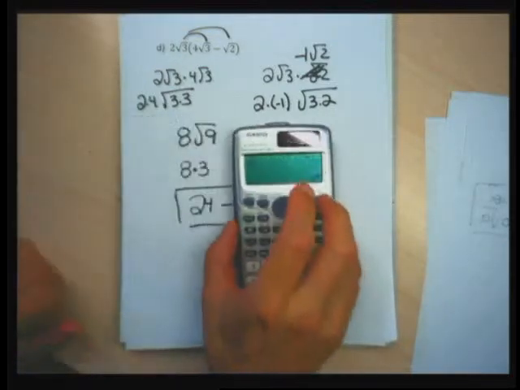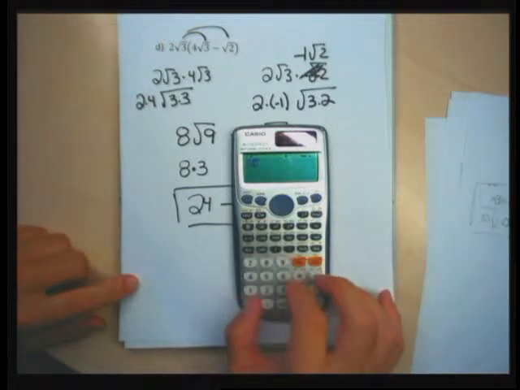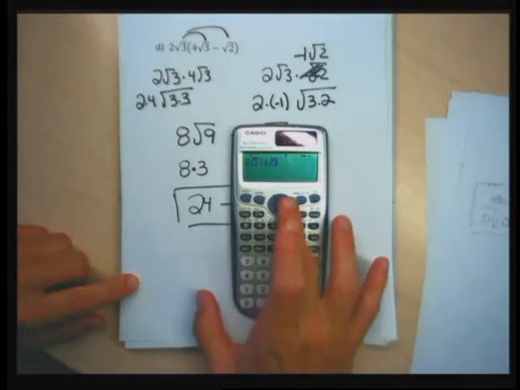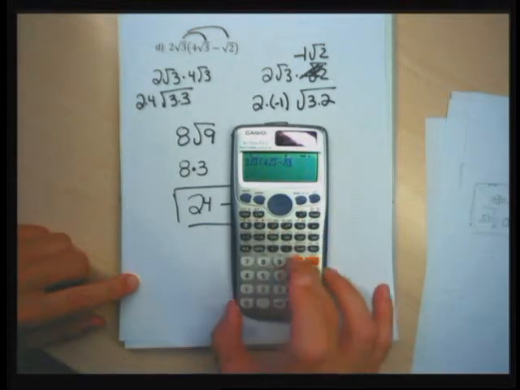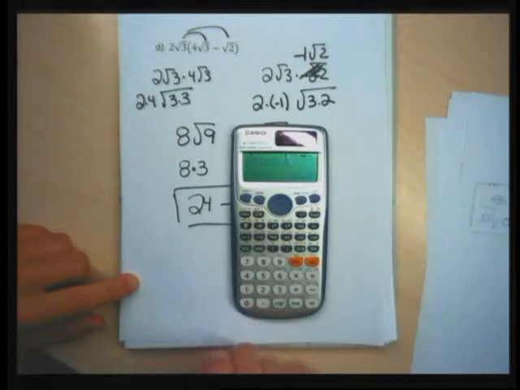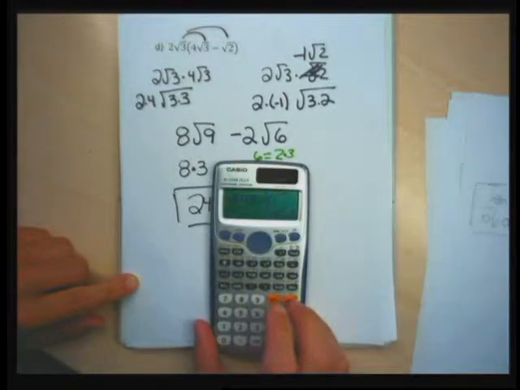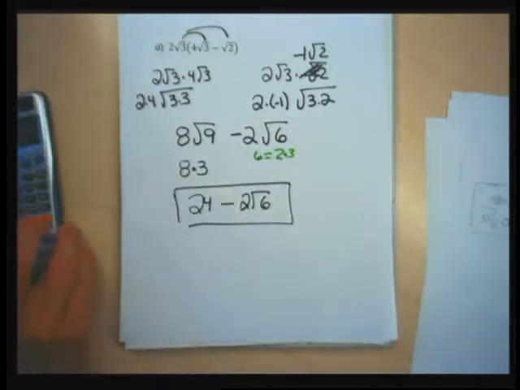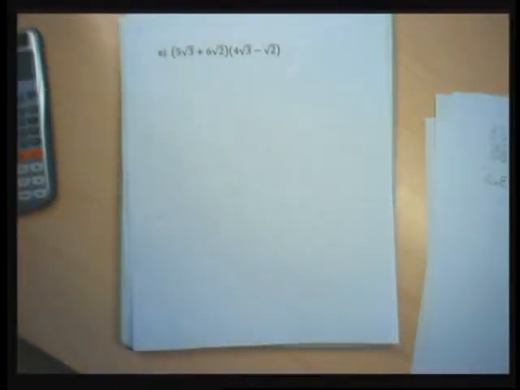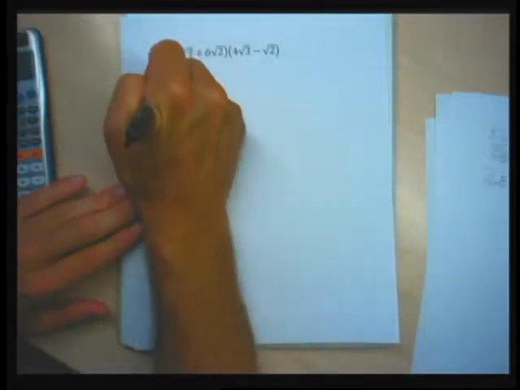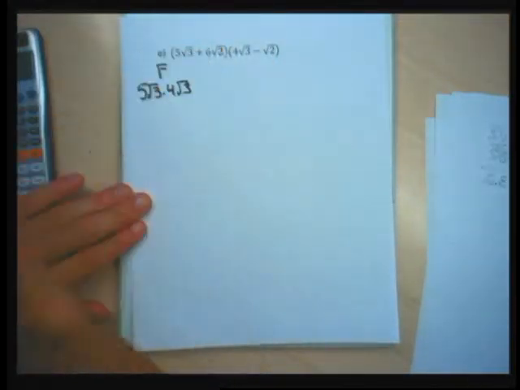Let me double check now by going 2 square root of 3 parentheses 4 square root of 3 minus square root of 2. And I see 24 minus 2 square root of 6, which is identical to what I wrote for an answer, so I'm feeling really good about my work. I'm going to do the same thing for part E. I'm going to do it by hand first, and then I'm going to check. So E's a foiling. Firsts are 5 square root of 3 times 4 square root of 3.